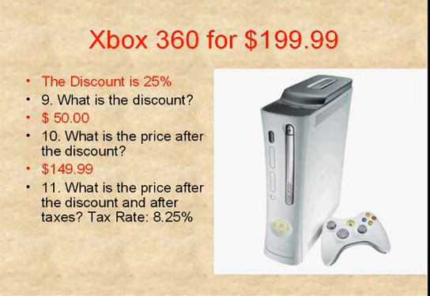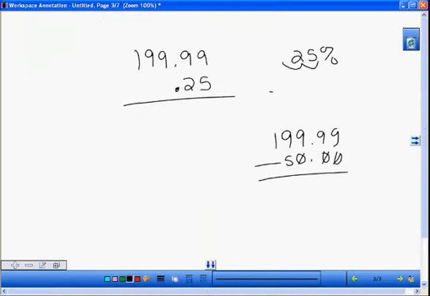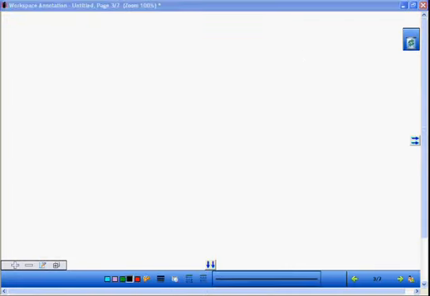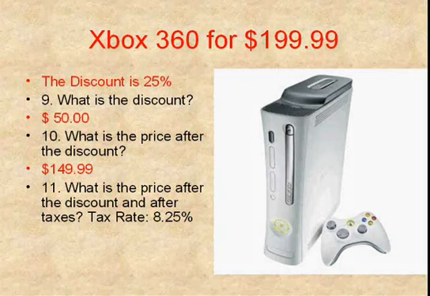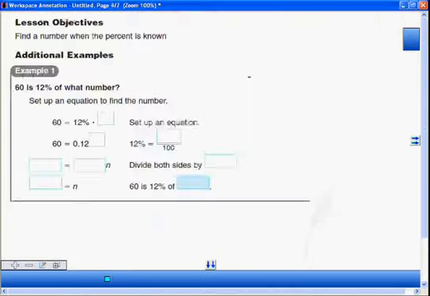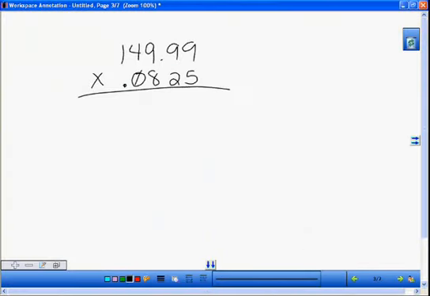Alright, so hopefully this didn't throw you for a loop. We did the discount already, so that's great. All we got to do is take that discounted price and multiply it by our tax rate. So we take our $149.99 and multiply it by our 0.0825, and the tax rate, it wants the price after taxes.